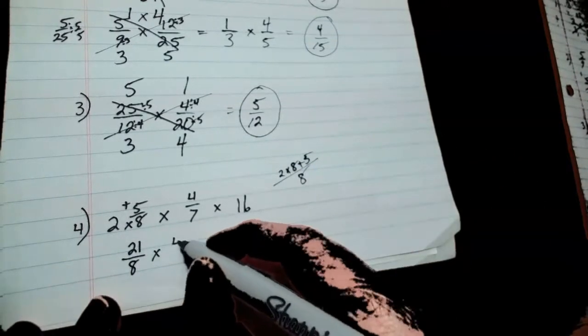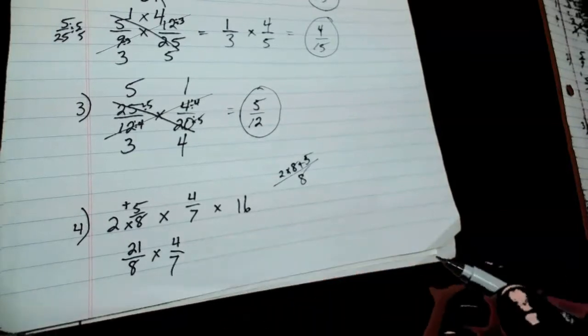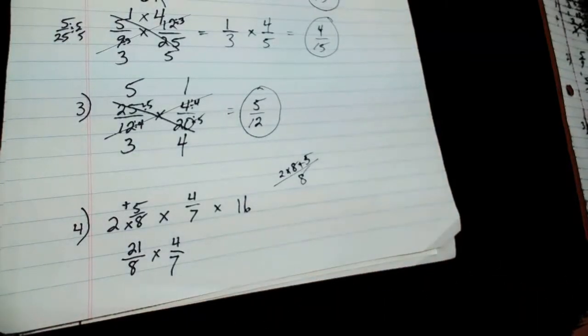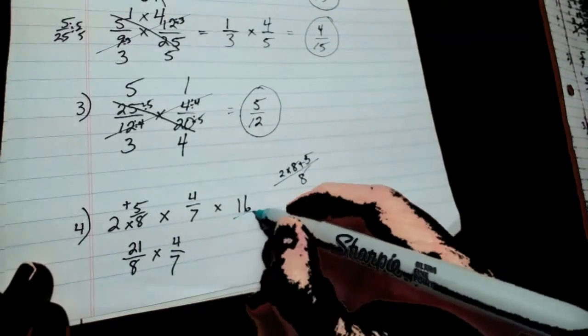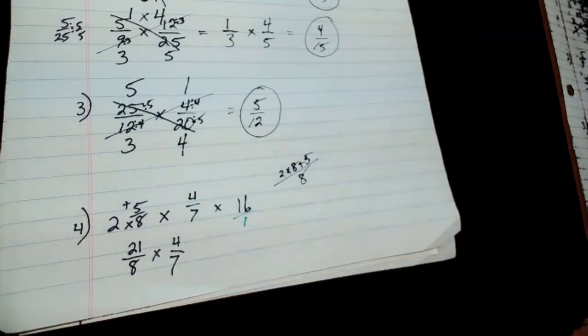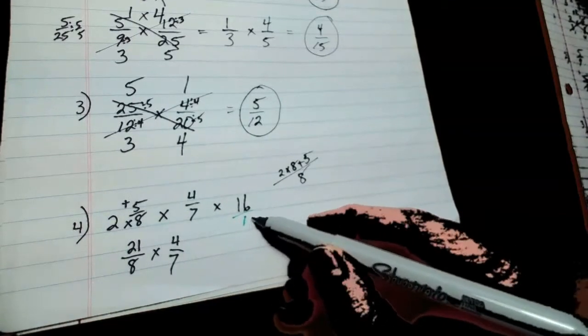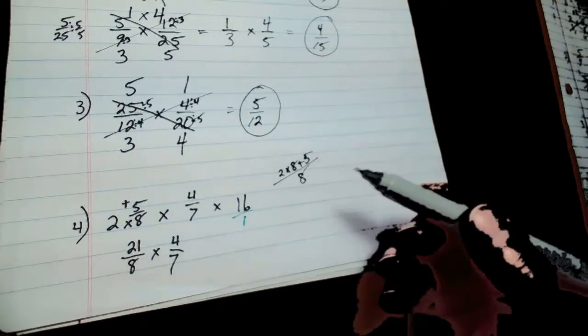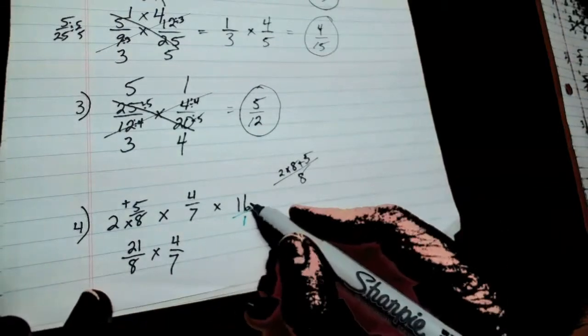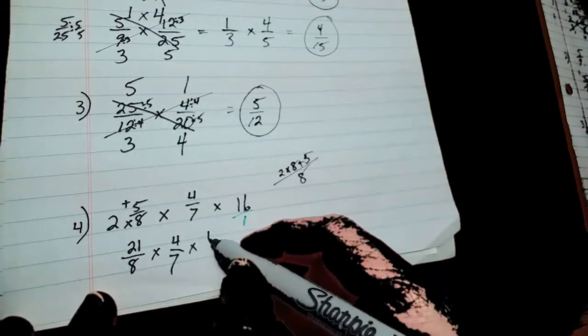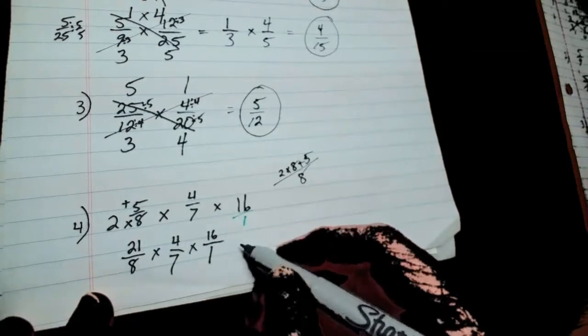4/7 is a fraction. We'll keep that. And then 16 over 1. Whenever we multiply by a whole number, we need to make it look like a fraction. So we simply throw a 1 underneath that. It doesn't change the value. 16 divided by 1 is 16. 16 single pizzas is 16 pizzas. So we'll keep the 16 as 16 over 1.